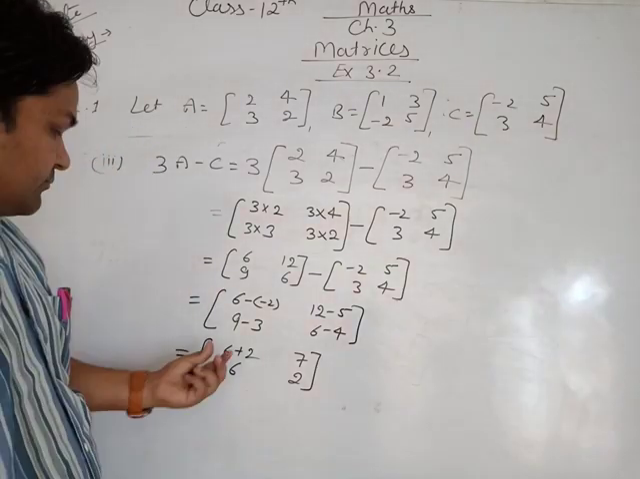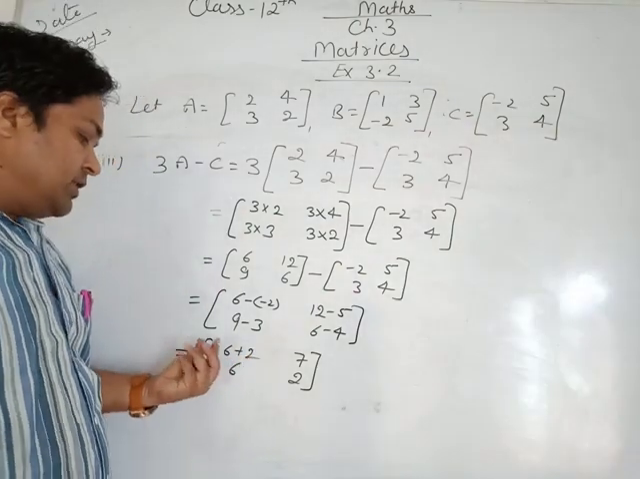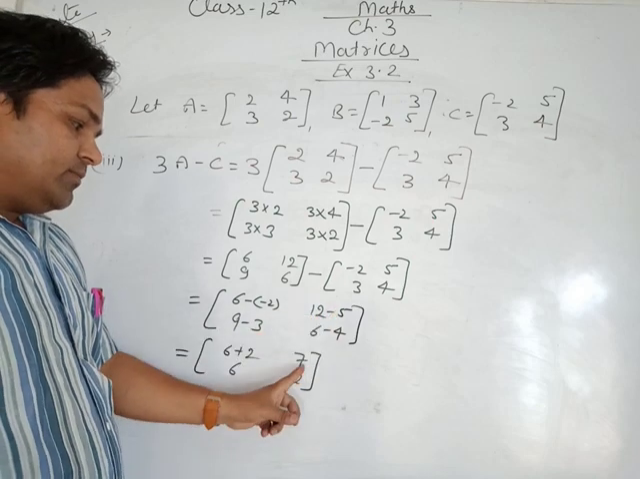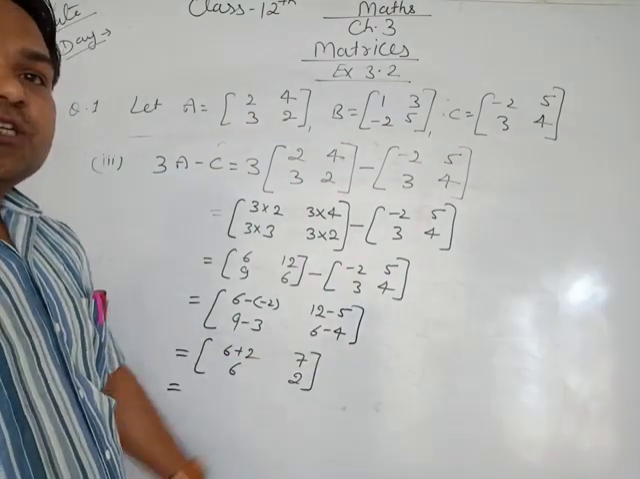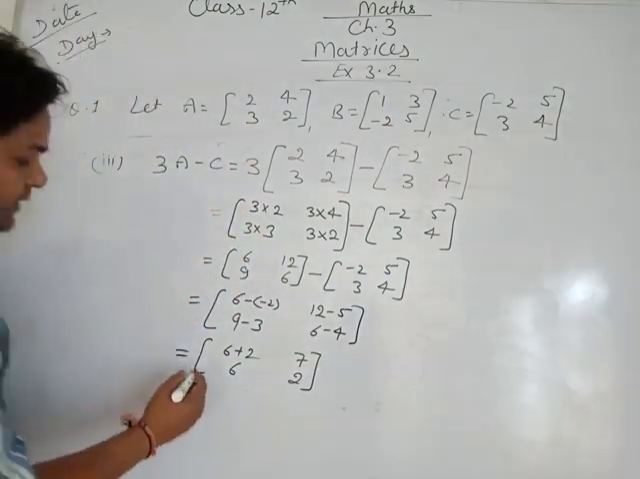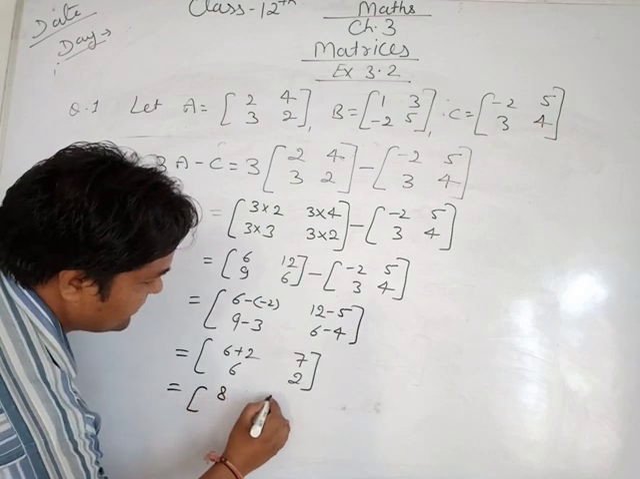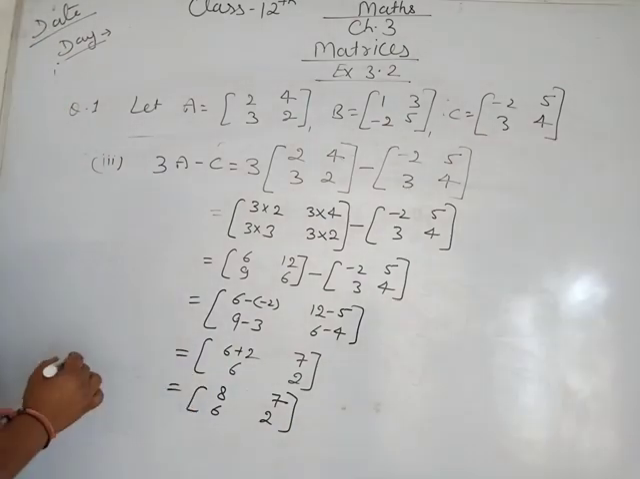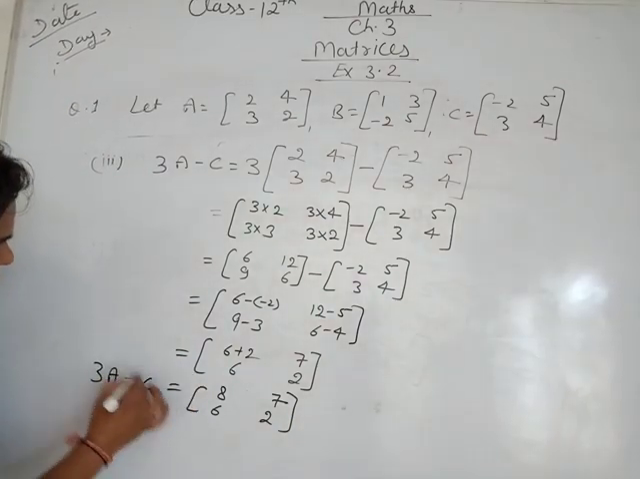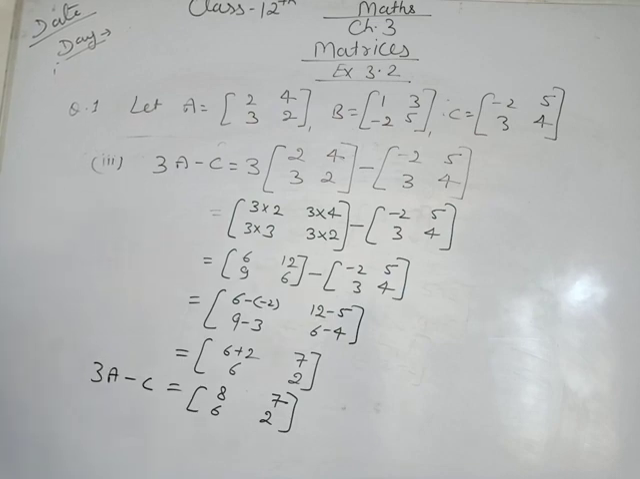So now getting 6 plus 2, 8, 12 minus 5 equal to 7, 9 minus 3 equal to 6 and 6 minus 4 equal to 2. Again 8, 7, 6 and 2. It is our answer. So 3a minus c equal to 8, 7, 6 and 2.